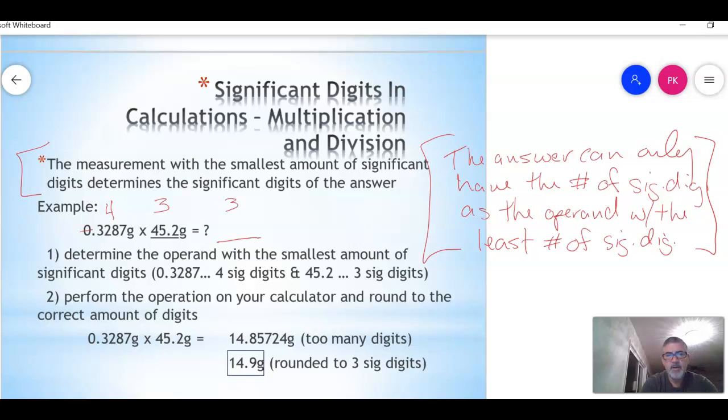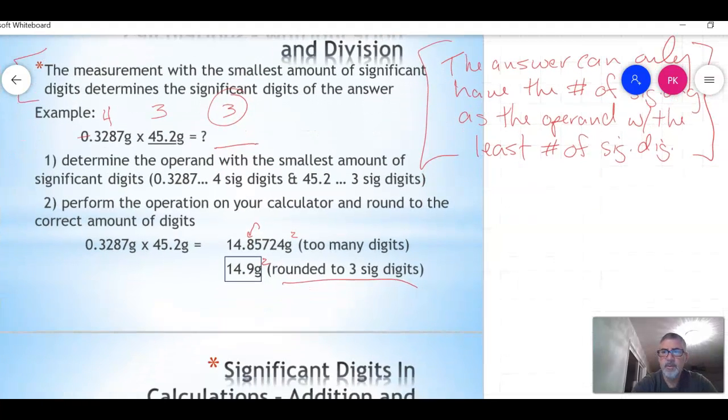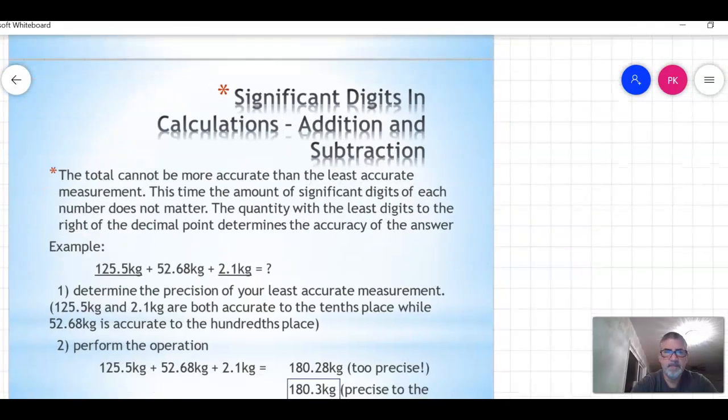Right? So if you plug them into your calculator, you'll get 14.85724 grams, which is too many digits. It should be grams squared because it's grams times grams. Right? So I'd have to round it to 3 digits. This 5 rounds up and makes the 8 a 9, so I would have 14.9 grams squared, rounded to 3 digits because my answer can only have 3 digits. Right, so that's our multiplication rule. Make sure you write down your rules because you're going to need them.